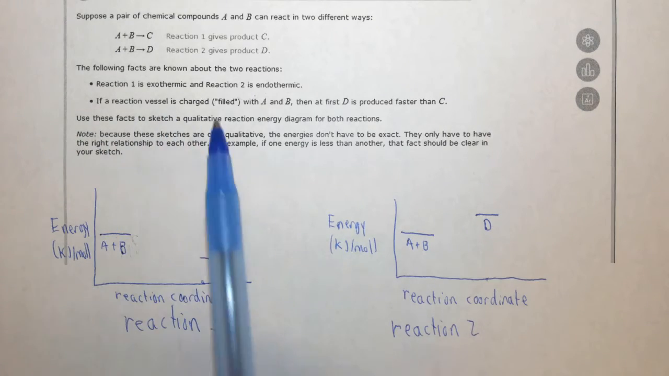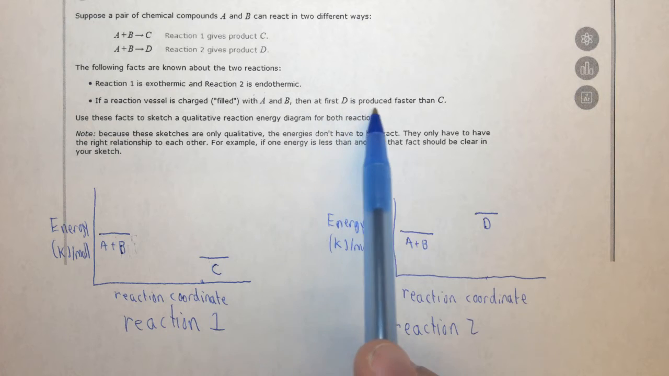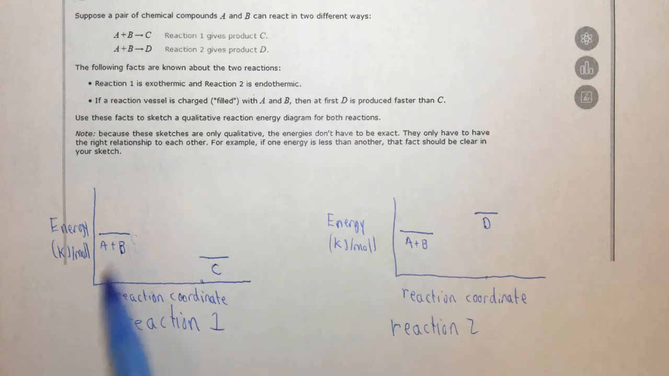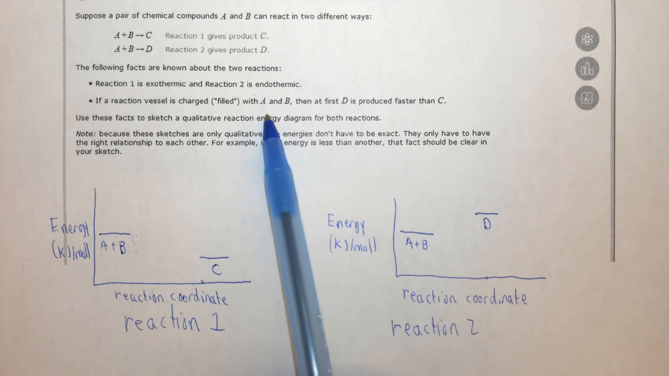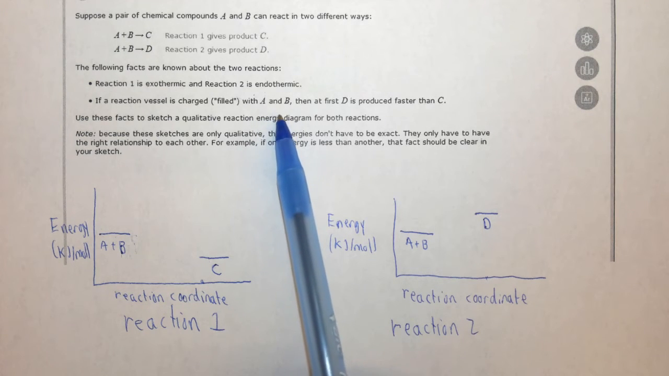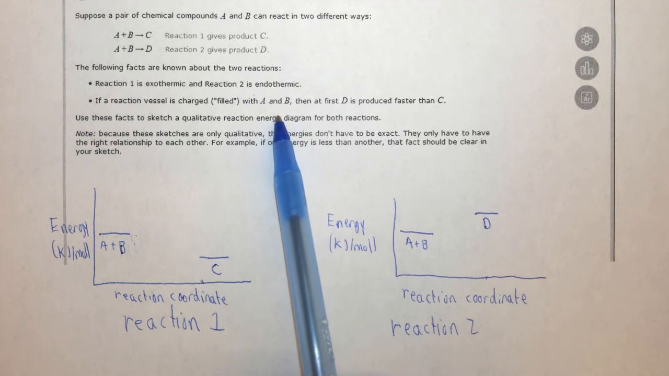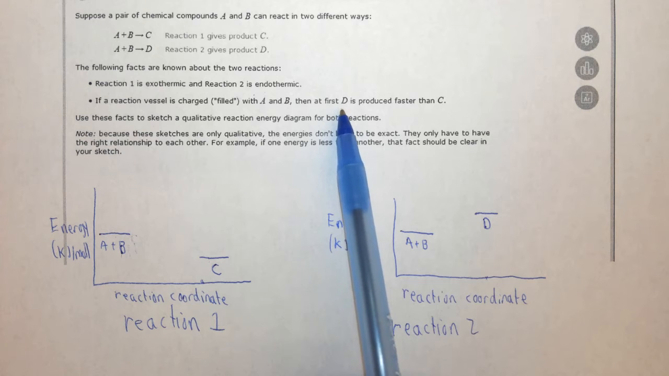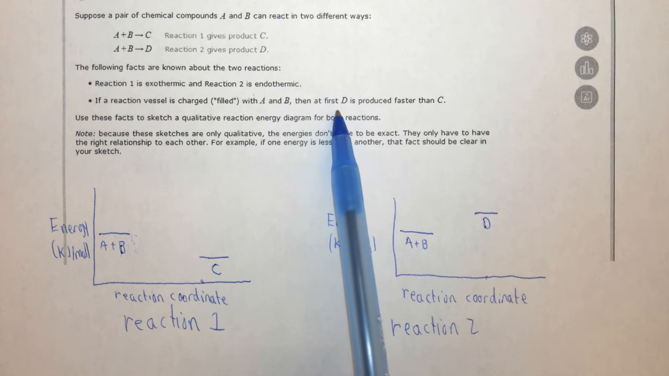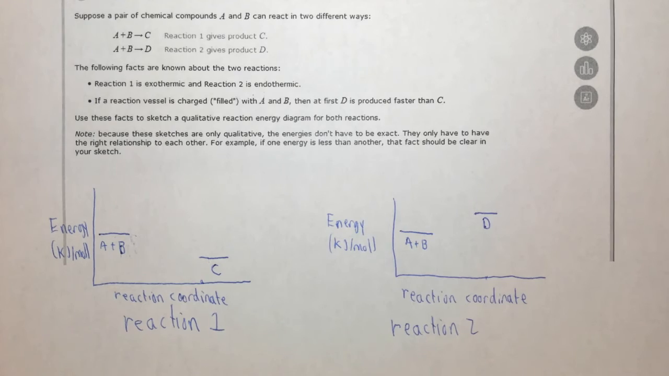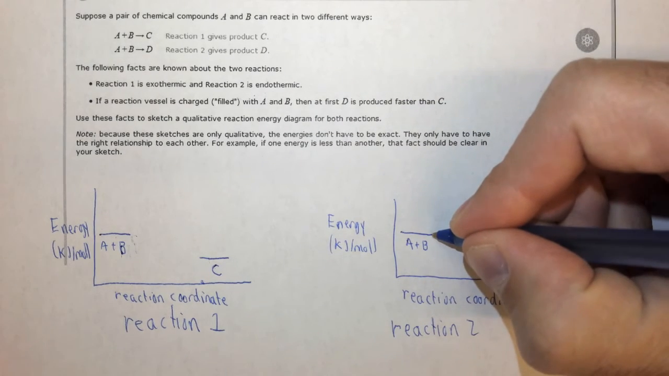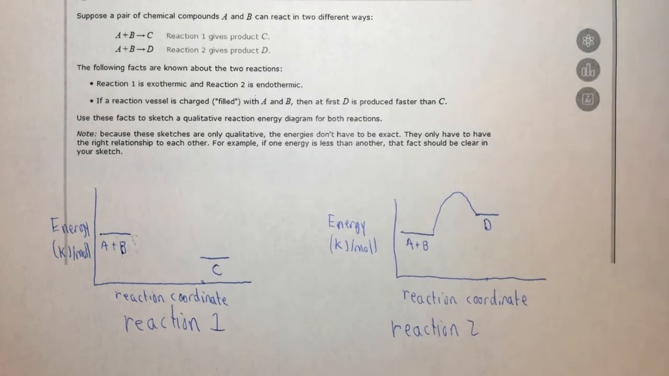Next, it says if a vessel is charged, filled with A and B, then at first D is produced faster than C. Well, if D is produced faster than C, it means the activation energy must be lower. We'll assume these are at the same temperature and concentration, the A and B, and it's actually the same flask, so they must be at the same temperature and concentration. So therefore, we know that the number of collisions is the same. But if D is produced faster, it means the number of effective collisions, the ones with enough activation energy in order to overcome the barrier and form the product, is greater. So what we can say is the activation energy must be relatively low for D.